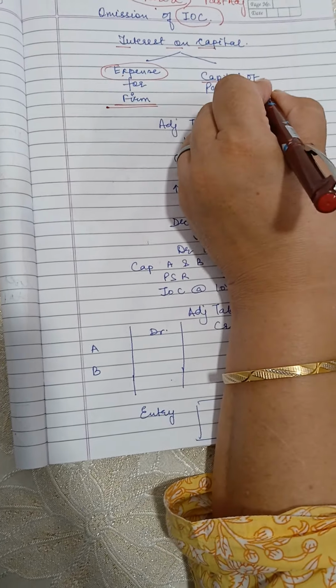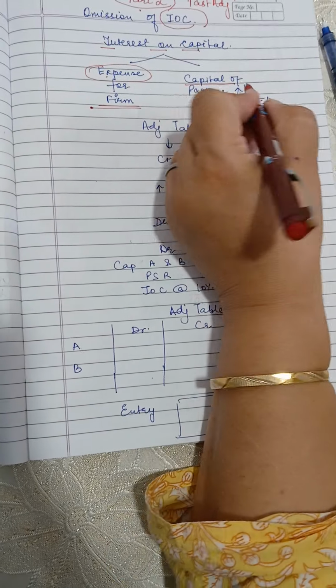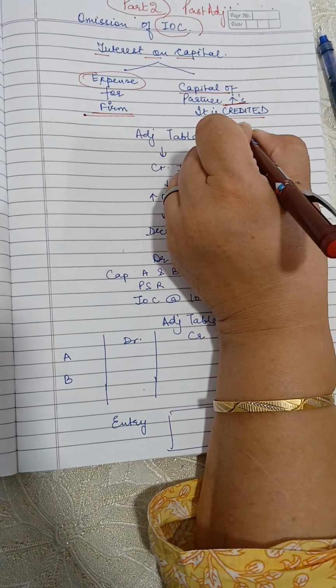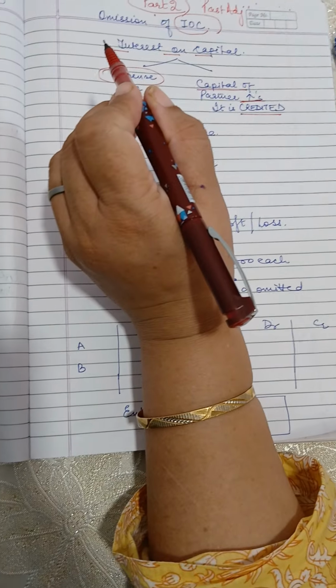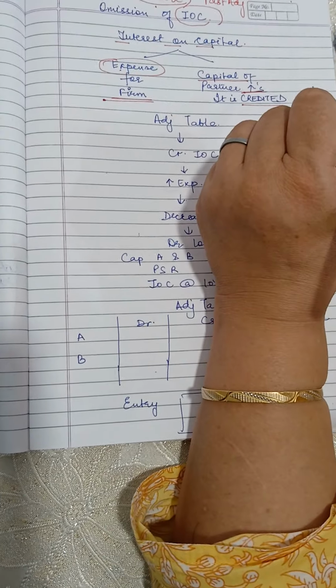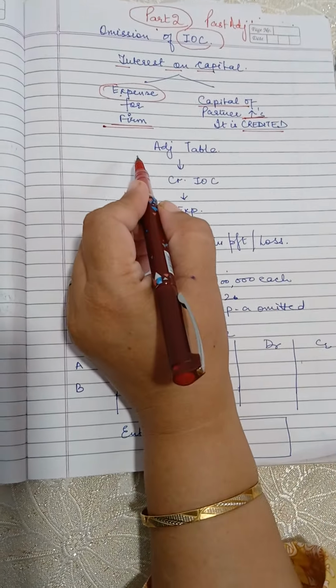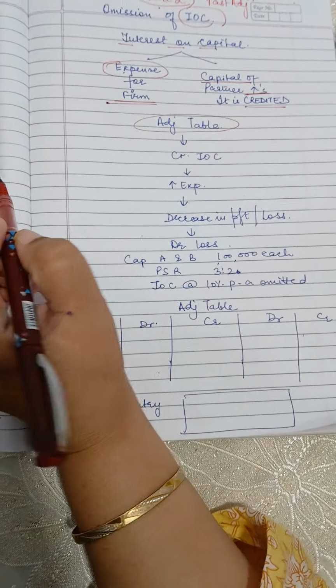Similarly, for partners' capital, it increases. It should get credited in their capital account. P&L appropriation debit side we were showing, capital account credit side. So let's see the impact on the adjustment table.